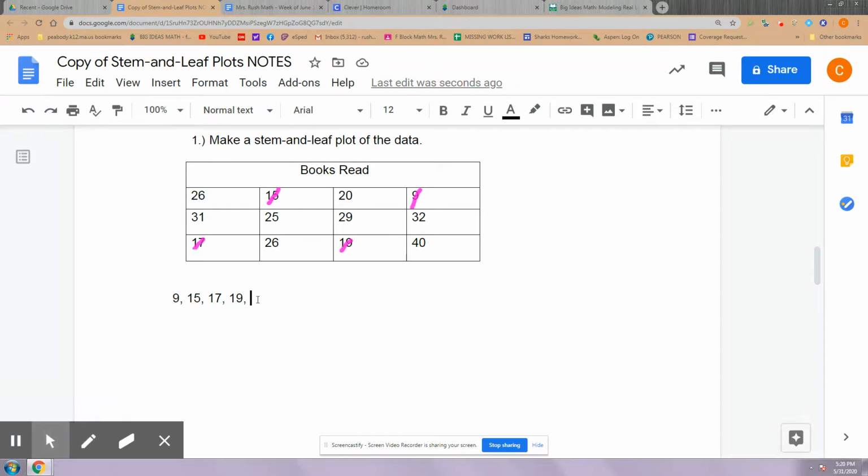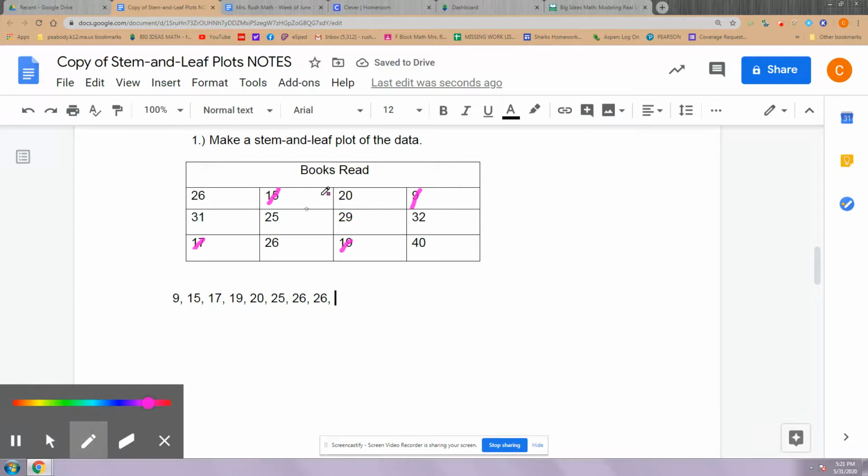Then comes, looks like we have 20, and then we have 25, and then we have two 26s. Let's cross those off. We did 20, 25, 26, 26.